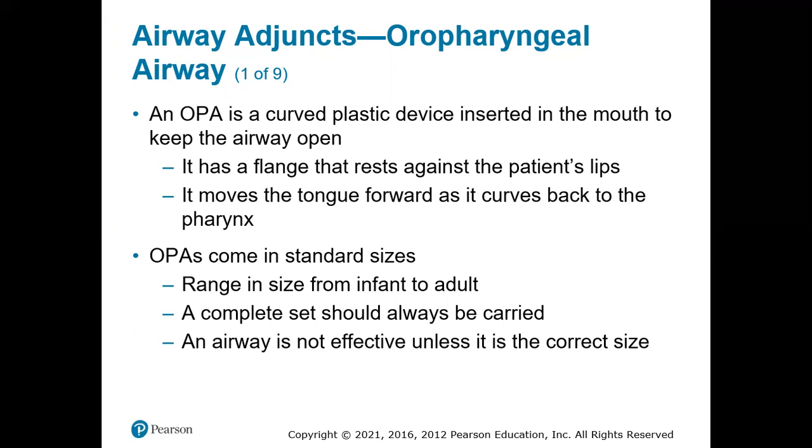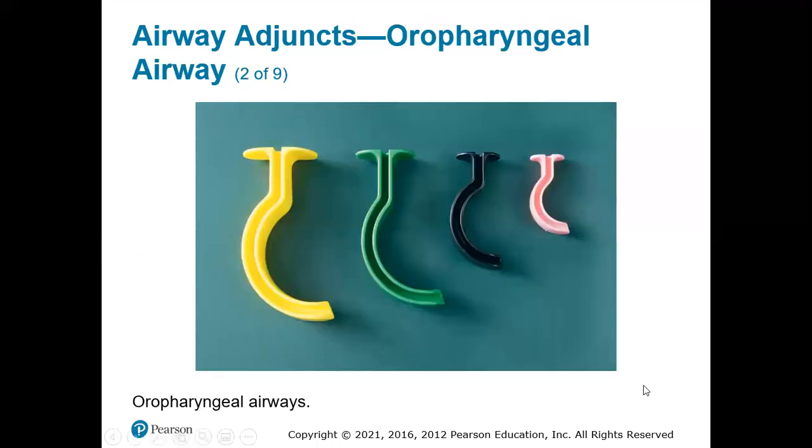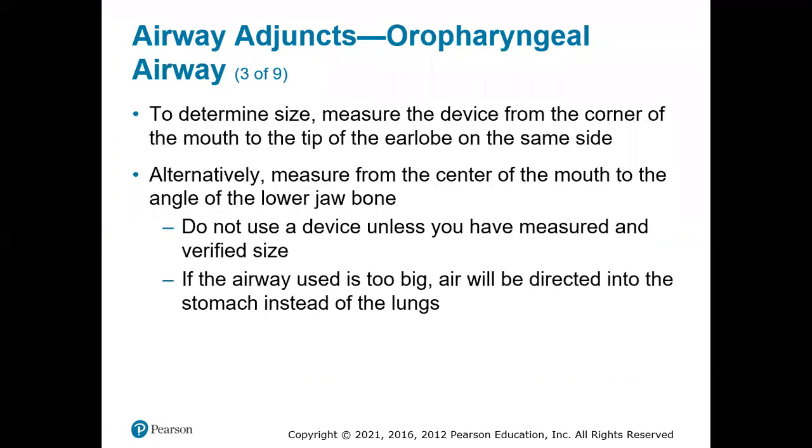So an oral airway, or an oropharyngeal airway, OPA, is a curved plastic device. It's got a flange that rests against the patient's lips. That's right on the teeth. It moves that tongue forward as it curves back, right? So we've got several different sizes, and there they are right there. And you'll be doing these during skills on mannequins, not each other.